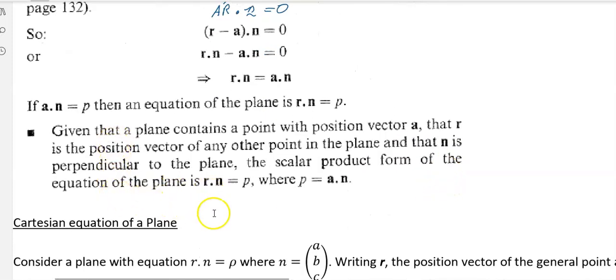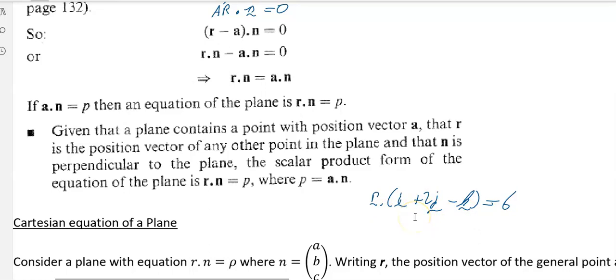So that's your general equation, that's your scalar product form of the equation of the plane. It says, given that a plane contains a point with position vector A and R is a position vector of any other point in the plane, or your general point, and n is perpendicular, the scalar product form of the equation of the plane is R dot n equals P, where P is equal to A dot n. So if you saw R dot (i plus 2j minus k), for example, is equal to 6, that is the scalar product form of a plane. You know it's perpendicular to this vector as well, which is important.